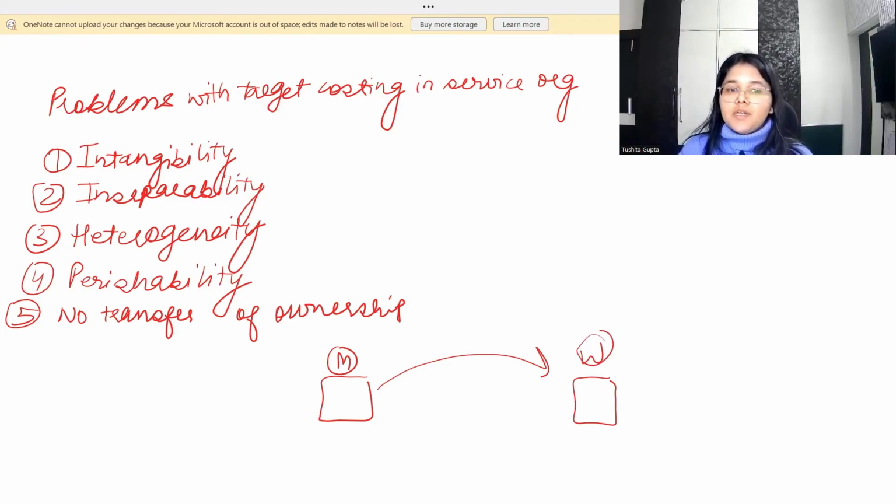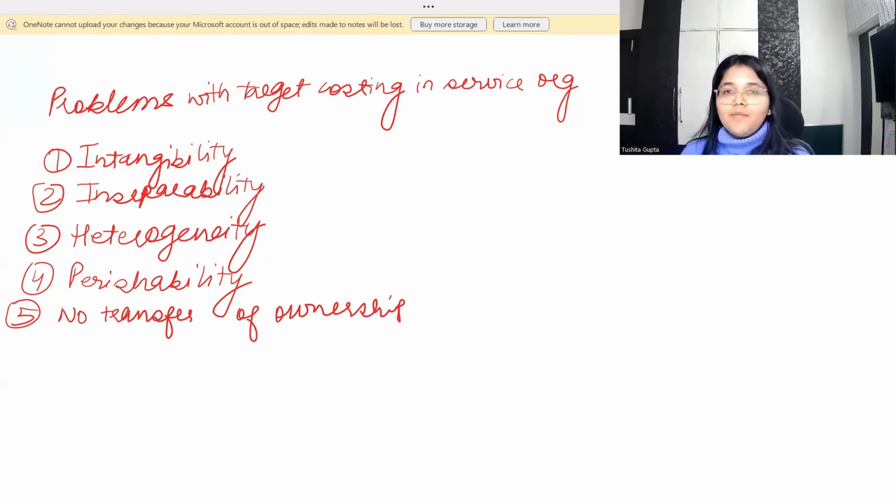But when it comes to services, there is no transfer of ownership. The service is provided and consumed at the same time. So because there is no transfer of ownership, it also creates a problem while we are implementing target costing in service organizations. So this is basically all that we have to study theoretically about target costing.